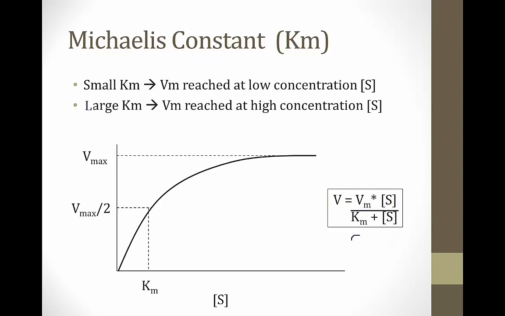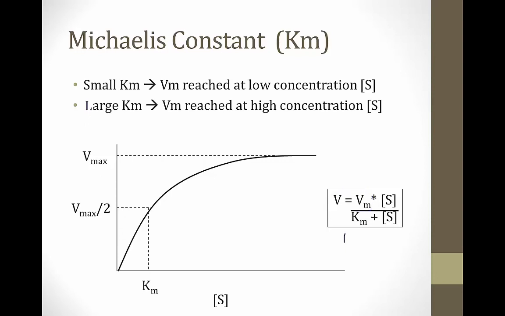So let's imagine that Km is 0. Well, if Km is 0, then the concentration of S is going to be much greater than Km almost instantaneously. In fact, the concentration of S is almost going to be irrelevant, and the system is just going to operate at Vmax all the time. So when Km is very small, like 0, Vmax is reached very, very quickly.